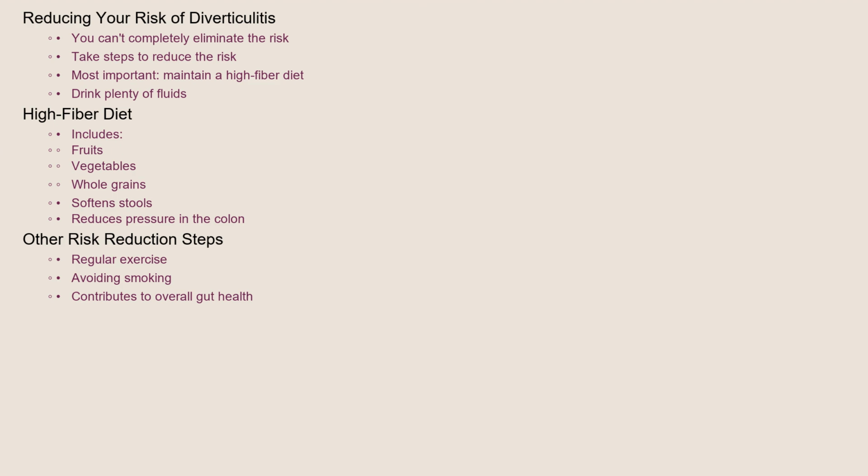While you can't completely eliminate the risk of developing diverticulosis, and therefore diverticulitis, there are steps you can take to reduce your risk. The most important is to maintain a high-fiber diet. This includes plenty of fruits, vegetables, and whole grains. Fiber helps to soften stools and reduce pressure in the colon. Drinking plenty of fluids is also crucial for preventing constipation. Regular exercise and avoiding smoking can also contribute to overall gut health and reduce your risk.